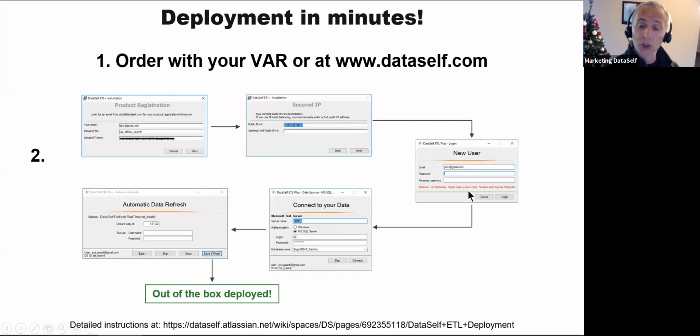you're going to create your own user in the system, you're going to connect to your source database, can be SQL, can be OData, can be Excel, whatever it is. You tell how often to refresh, you press save and finish, and pretty much the out-of-the-box is deployed. On average, it takes less than 30 minutes to deploy what I showed you today out of the box. And that's again for the Advanced Analytics Framework.